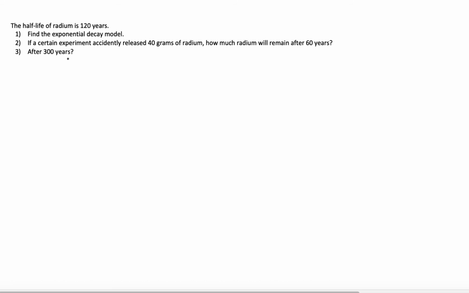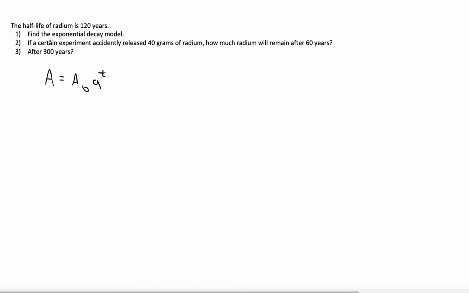Okay. So this is half-life, which is still exponential decay, but it's a little bit different. Here we're going to use the model A equals A naught a to the t power. A naught is the initial population, A is the population at time t, where t is essentially the half-life, and a is the rate of decay. So we want to find a model.